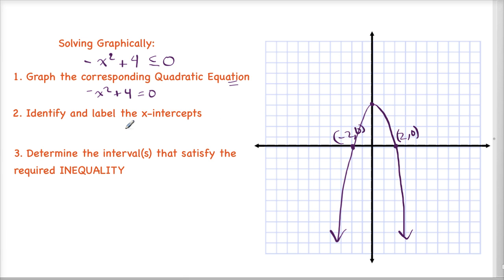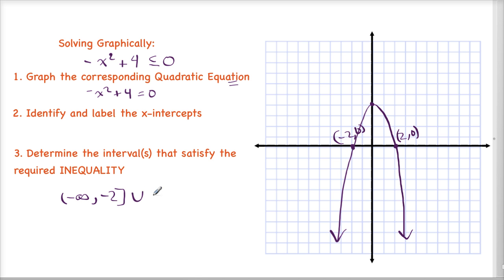So that's important to do, because now we're going to go back to just like we did with that first example and determine the interval or intervals, remember, that could be separate, that satisfy the required inequality. So I want to find out now where this graph is less than or equal to 0. Okay, so it's less than or equal to 0 where it's below or equal to 0, right? So in this interval here and this interval here. So from negative infinity to negative 2, and I want the less than or equal to, so I'm going to put a bracket there.